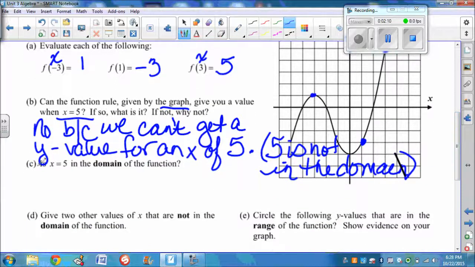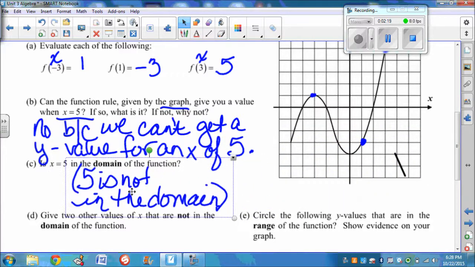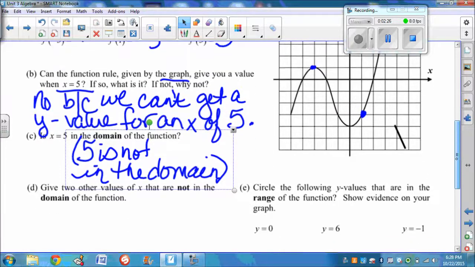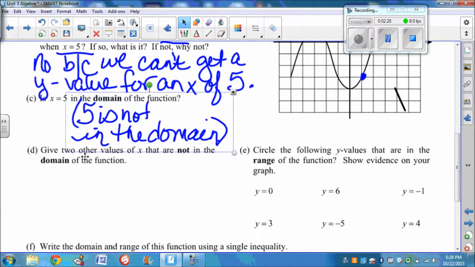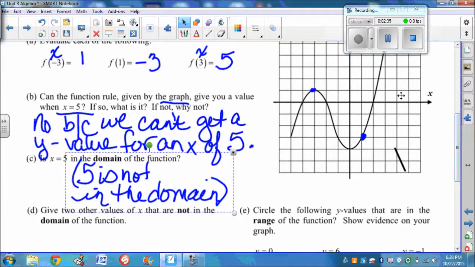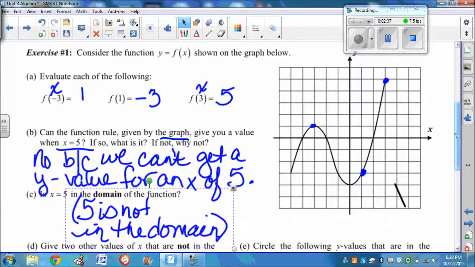Is x in the domain of the function? Whoops, I just answered that question. I probably could even move that right there. So now let's take a look at, give two other values of x that are not in the domain. So two other values of x not in the domain. There's lots of them.